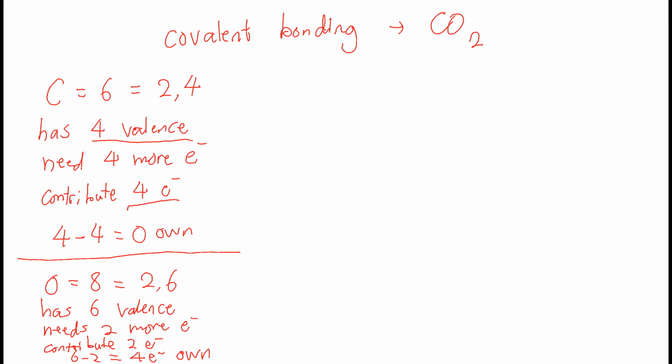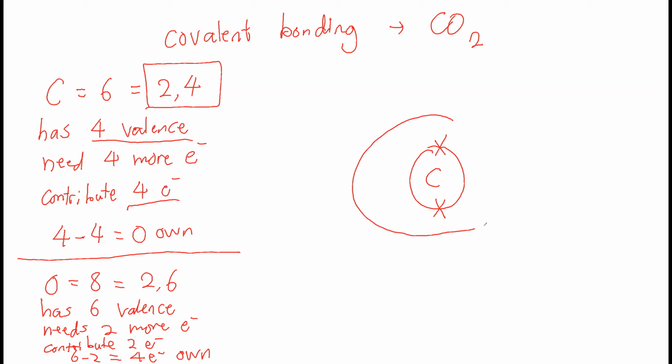Okay, so now we can draw the electronic structure of carbon dioxide. First, carbon has got 2 electrons in the innermost shell, 4 electrons in the outermost shell, of which none are its own, and 4 are involved in bonding, but since it has the bond with 2 oxygen atoms, each side will have 2 electrons. I repeat, 4 electrons involved in bonding to 2 oxygen atoms, so 2 electrons on each side.